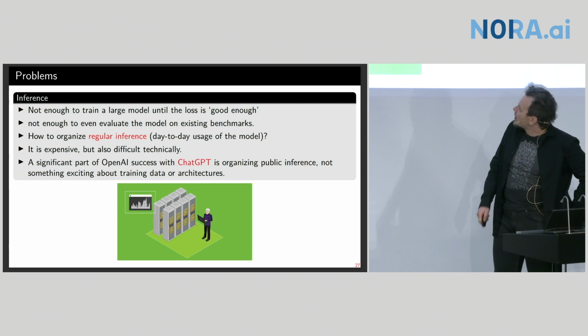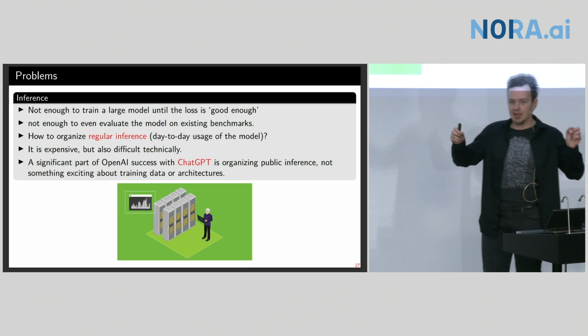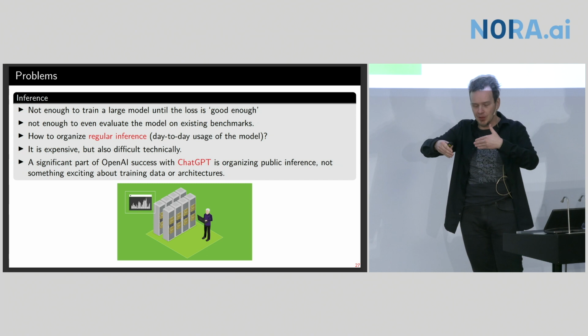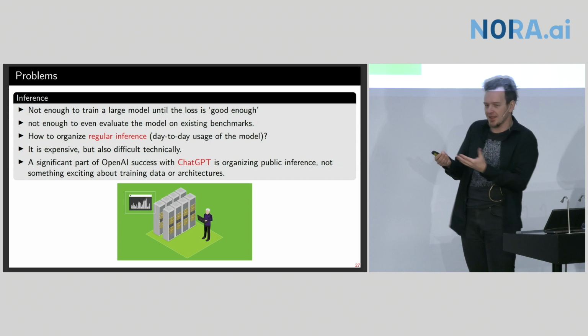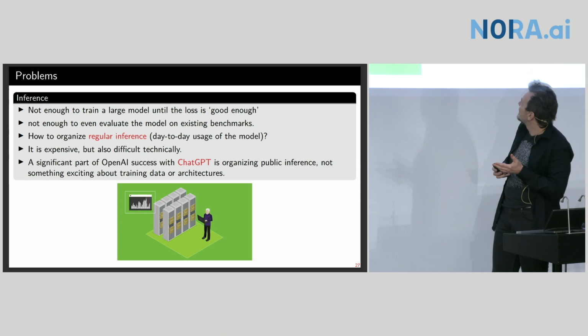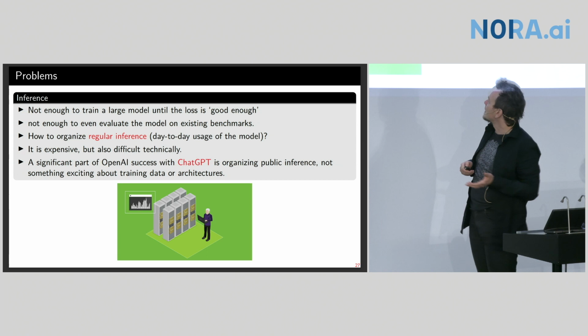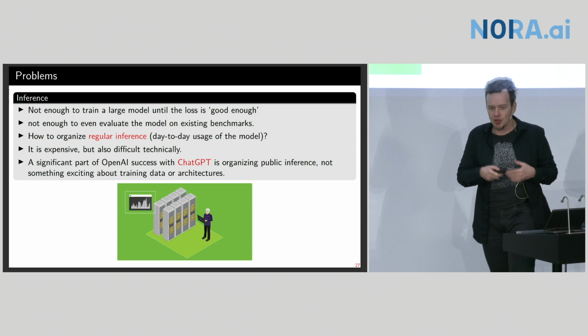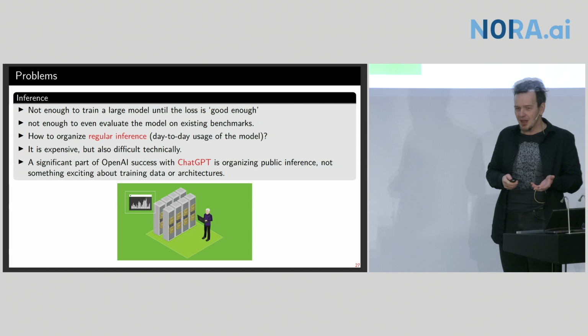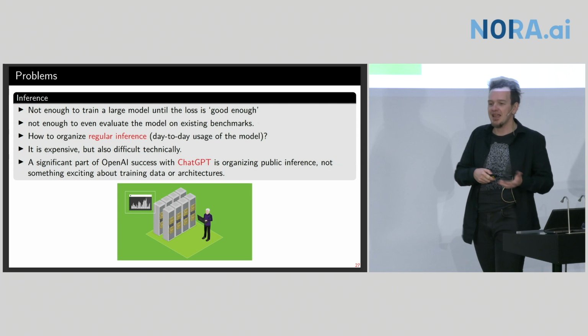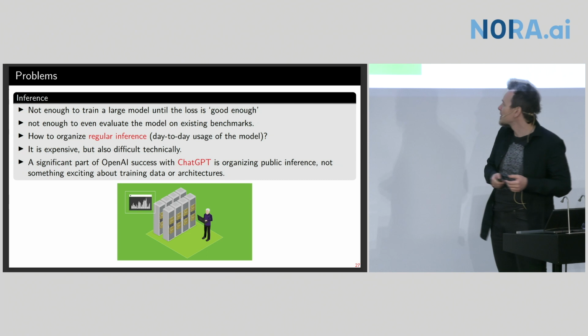One last point is that another important problem is inference. It's not enough to train a large language model. You also have to serve it somehow to the end users. And in fact, the work that OpenAI has done with ChatGPT is very impressive. It's not the training data or architectures used in training ChatGPT that are as impressive as the engineering effort which was invested into actually serving it to millions of users. They are probably spending lots of money every day and every second to answer your questions, using hundreds or thousands of GPUs.